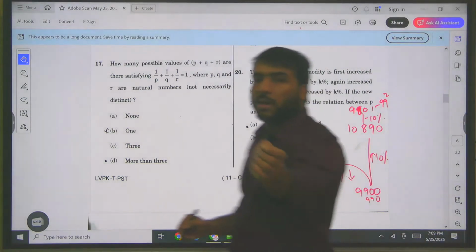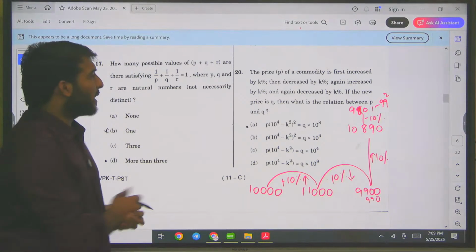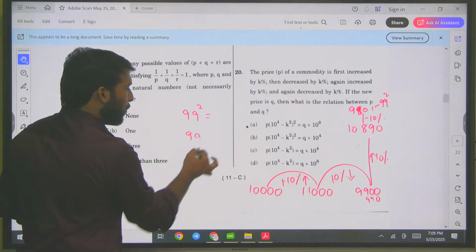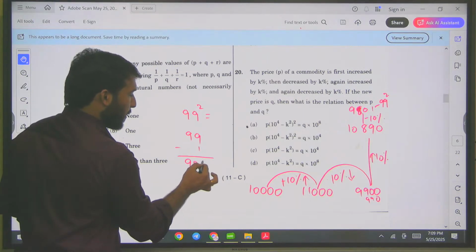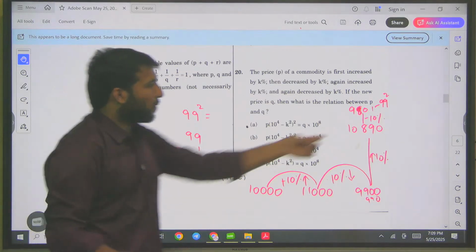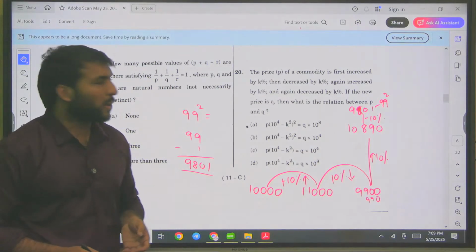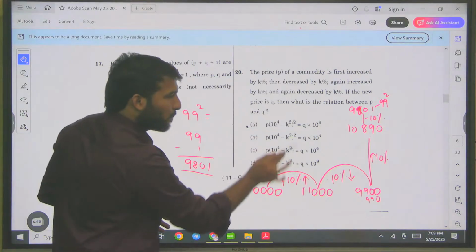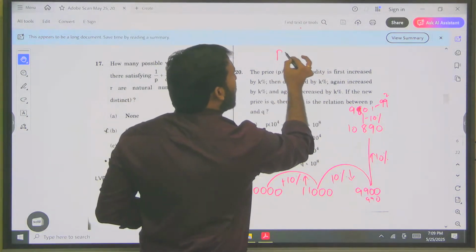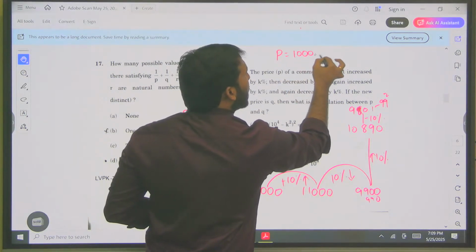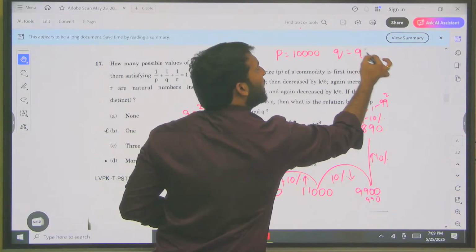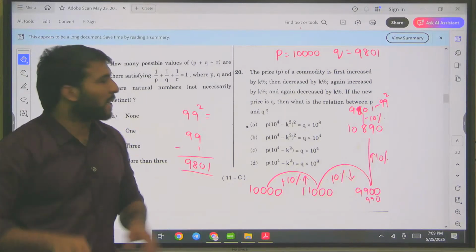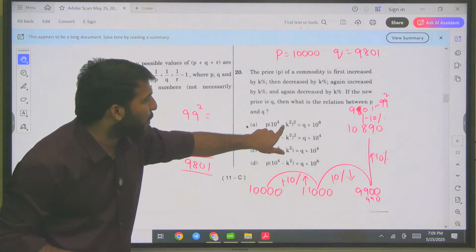Now we discussed how to find squares easily. Take 99 square. How much less than 100? 1. 1 square is 01, which is equal to 99 square. So I am getting 9801 as 99 square. From the options, if you observe, I considered the P value as 10,000 and I am getting the Q value as 9801.